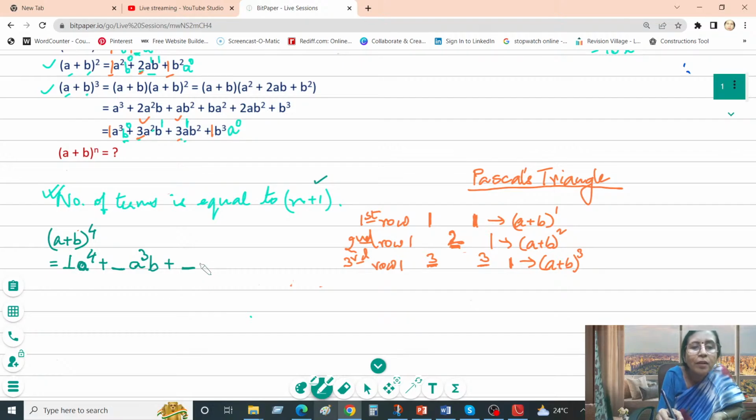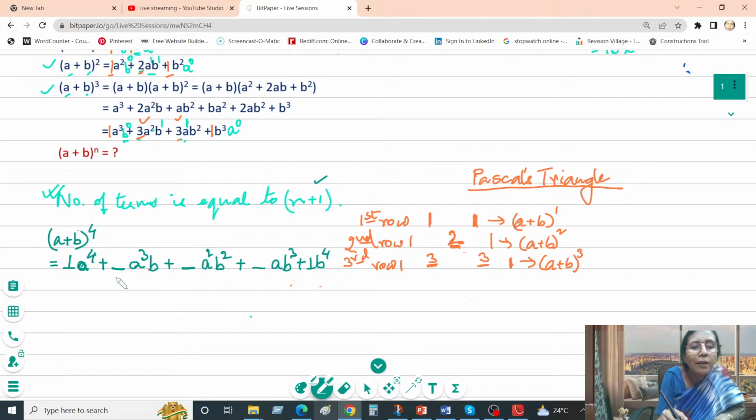We know the first coefficient as 1 because it is always equal to 1. We have seen that. Next it will be a square b square because the power of a is getting reduced and the power of b is getting increased by 1. The fourth term, a b to the power of 3, plus b to the power of 4. Again the coefficient of the last term is 1, so it is 1b to the power of 4 or simply b to the power of 4. The power of a will be equal to 0. So we will not be having any a part in the last term.